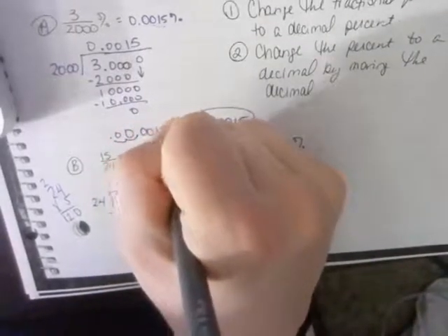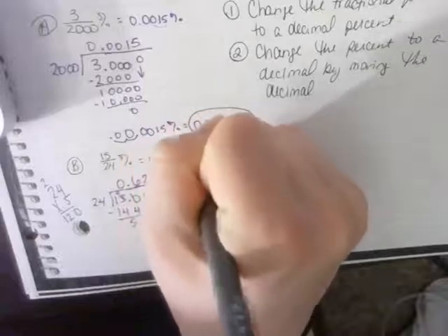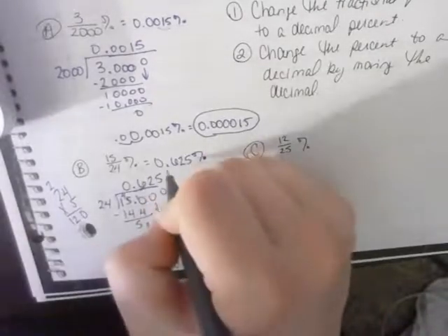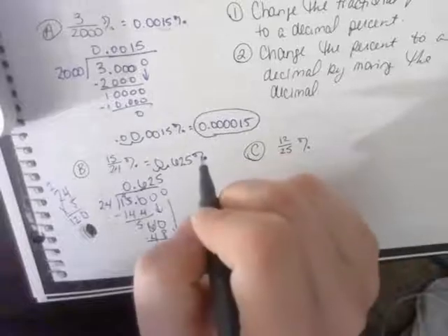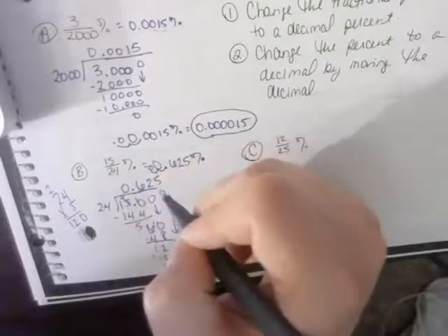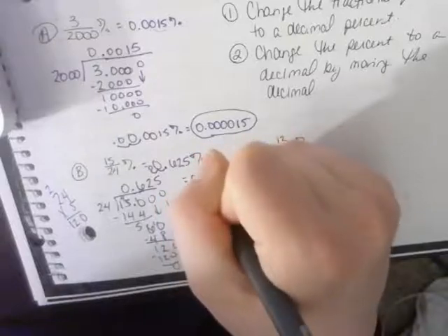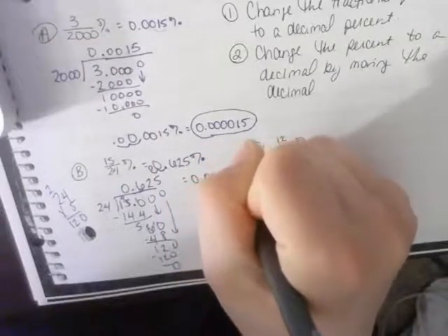Again, this is not our decimal. That is our percent. We just changed our fractional percent to a decimal percent. Now we need to change it to a decimal by moving our decimal over twice. In the empty space, we always add a 0. So our answer would be 0.00625.